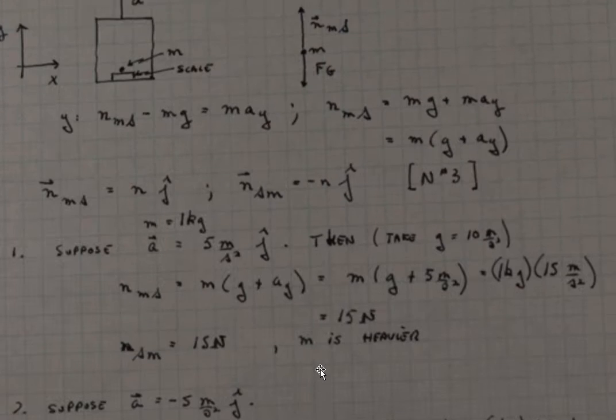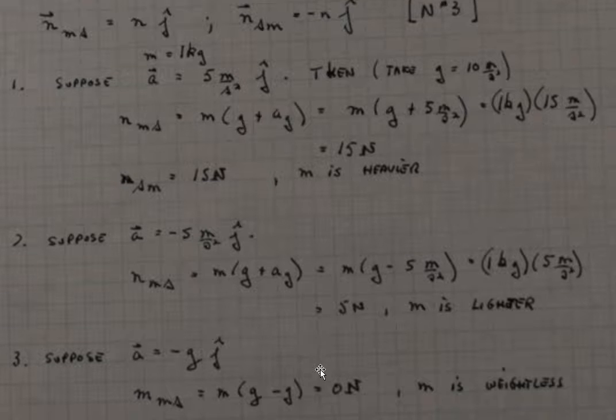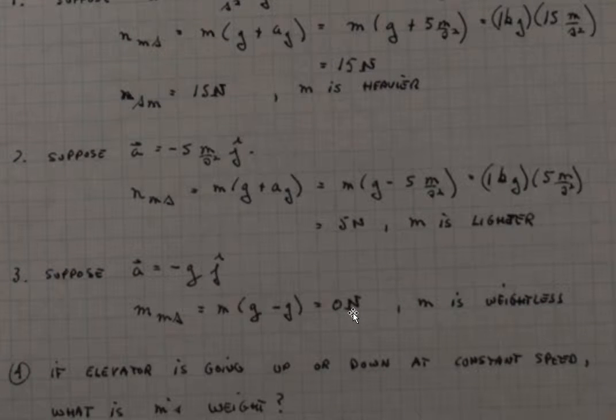The weight has increased as a result of the 5 meter per second squared upward acceleration. On the other hand, if the elevator is accelerating down, minus 5 meters per second squared j hat, instead of up, then algebraically the normal force will be, instead of g plus 5, g minus 5. And so now the weight registered is 5 newtons. The mass is lighter.